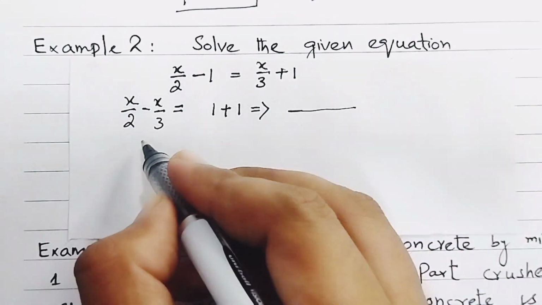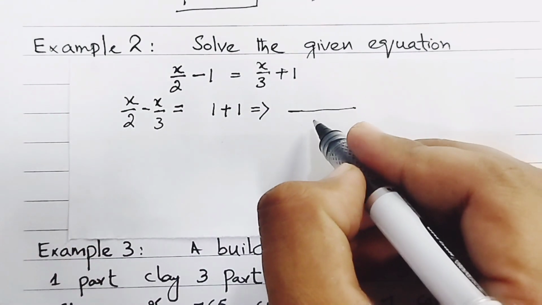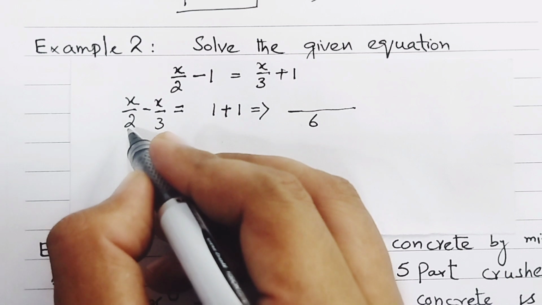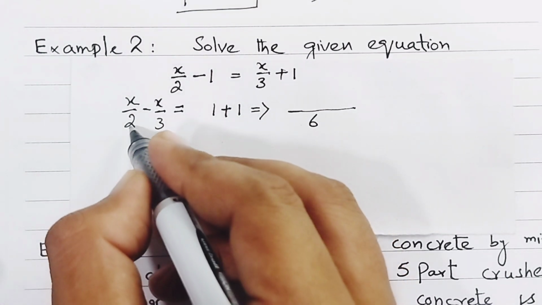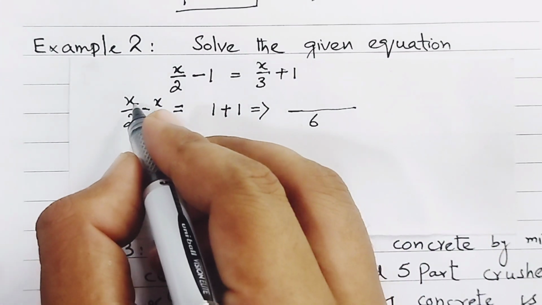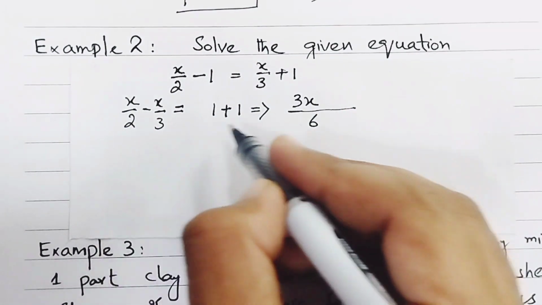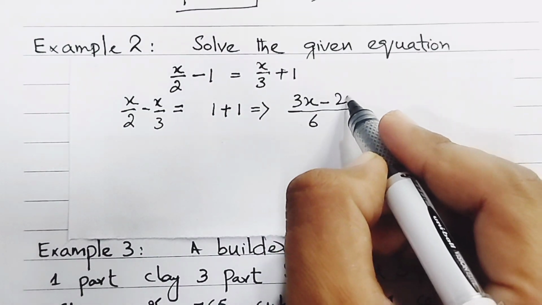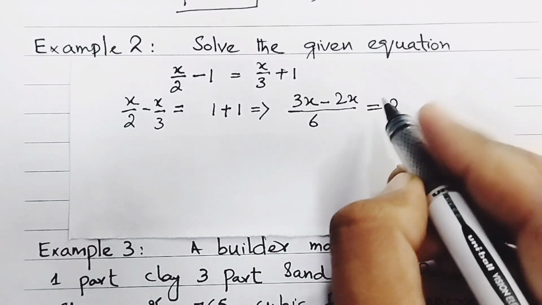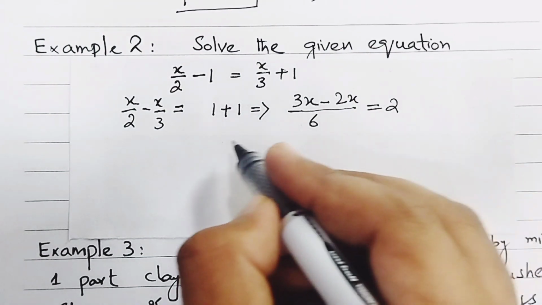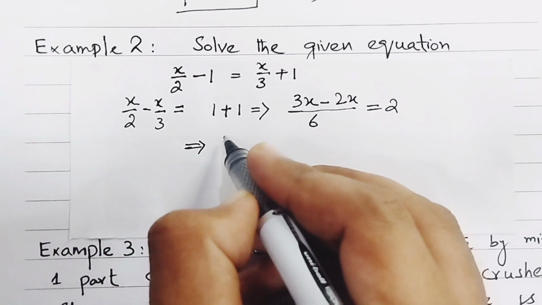Now we will take the LCM of these values. 2 3s are 6, so now we will multiply. 2 3s are 6, then 3 will be multiplied with this and will become 3x. 3 2s are 6, this will become 2x, is equal to 2. So we have this form of equation now.